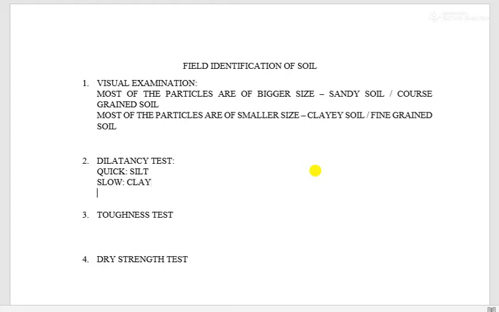And if there is no reaction, that means the water does not go into the soil or disappear at all even after a lot of time is given, then also the soil may be classified as clay.